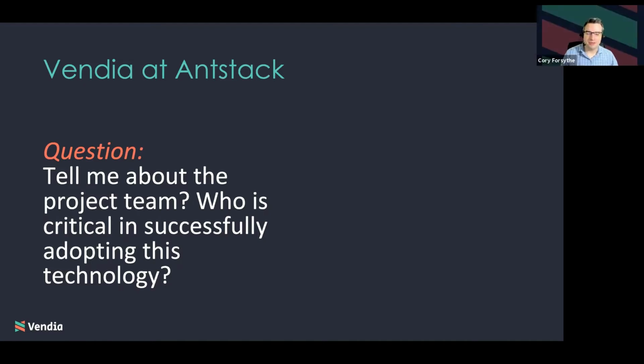And Prashanth, a follow-up question there. Vendia allows you to interact with a lot of cloud-native technologies. How was the experience with that? Did you end up implementing other AWS services, for example, for your products? And how was the experience working with that as well as Vendia?